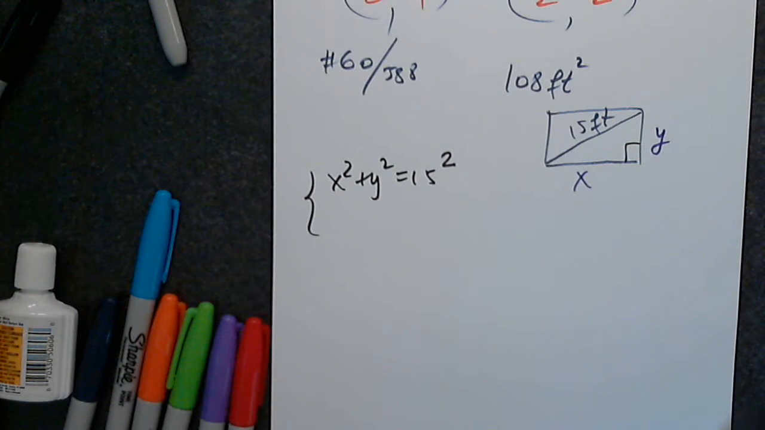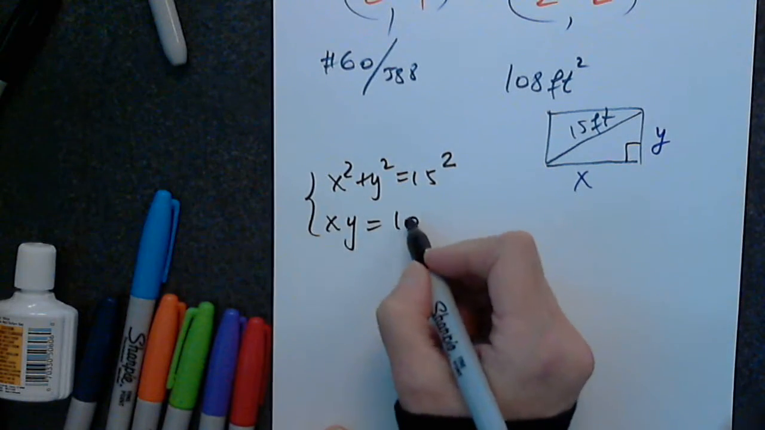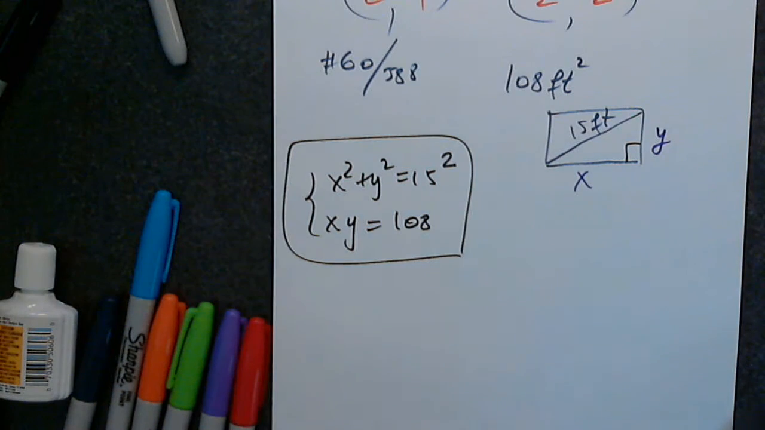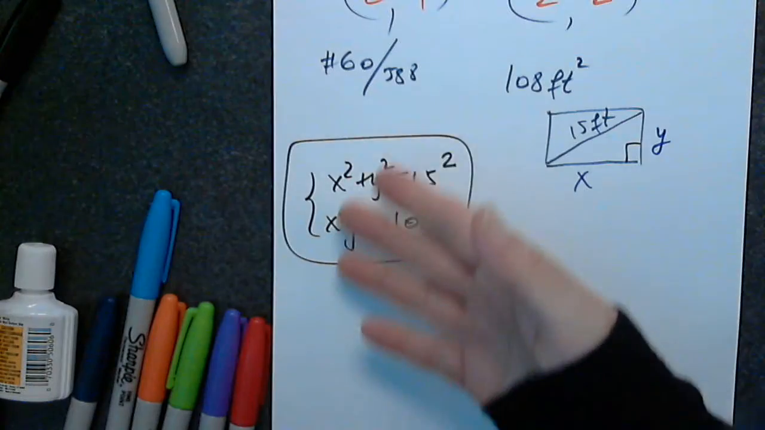What do you think? Say it again. x times y. Very good. The area, x times y equals 108. This is indeed a system. As you see, none of the equations is a linear equation. So the first one, quadratic. The second one, it's basically not even quadratic. It's a rational equation. y equals 108 over x. Good.